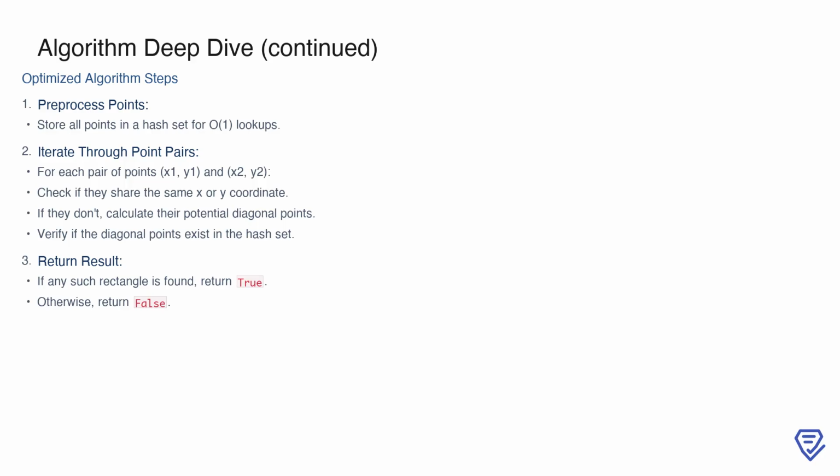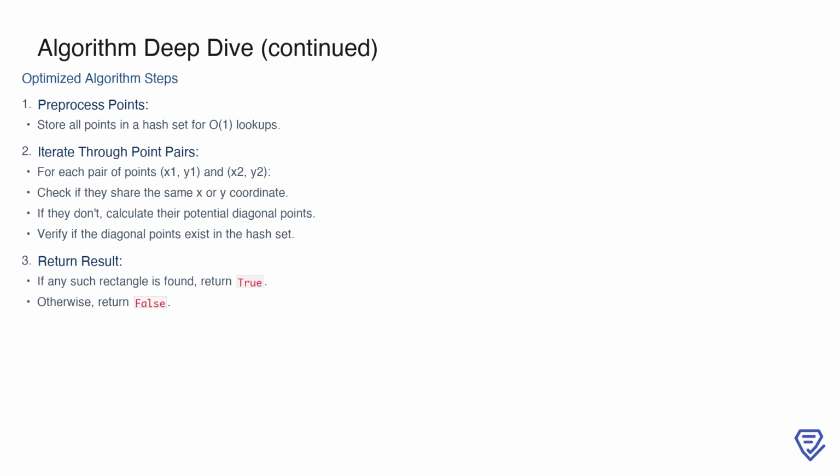Building on these optimizations, the steps of the optimized algorithm begin with pre-processing the points. First, we store all points in a hash set to enable constant time lookups. Then, we iterate through all pairs of points. For each pair, we check if they share the same x or y coordinate. If they don't, we calculate the potential diagonal points that would complete the rectangle.